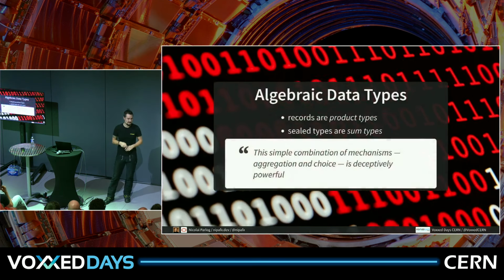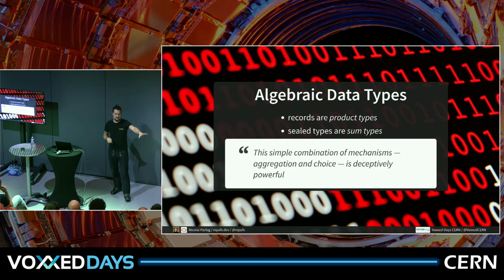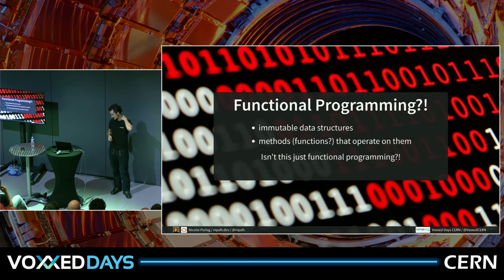But yeah, you can do that. I'm going to skip past the algebraic data types, even though there is something interesting for functional programmers. Let's talk about functional programming though. I talked about immutable data structures. I talked about functions that operate on them. Isn't this just functional programming?